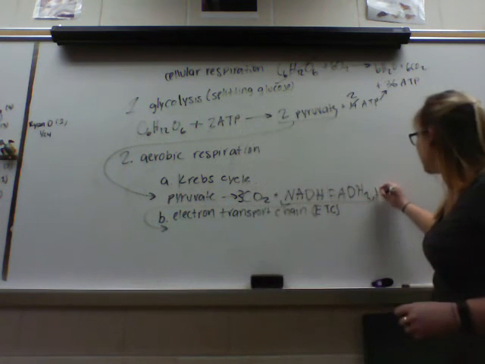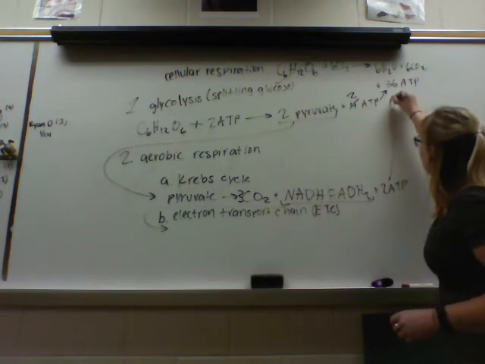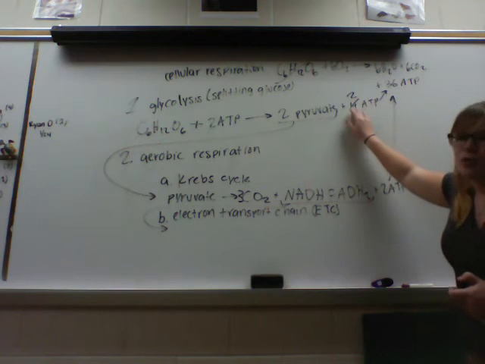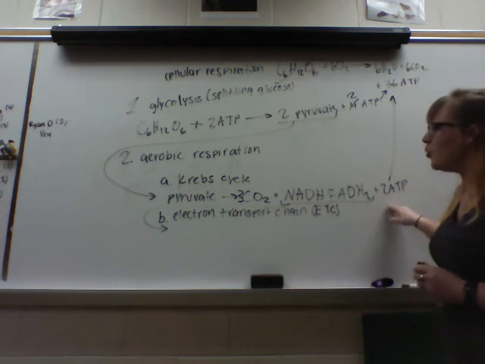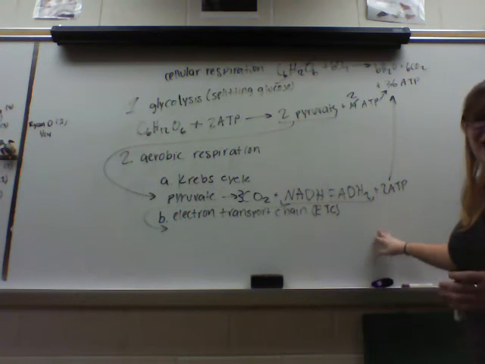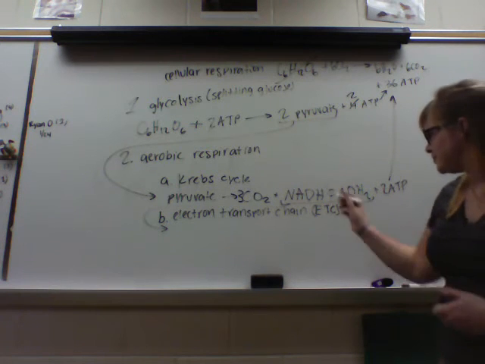But I also produce a little bit more ATP. These 2 ATP go here and add on to the total of ATP that we are making. I need 36 total. I've made 2 in glycolysis and I've made 2 in the Krebs cycle. That means I've made 4 total ATP, which means I have 32 left to make in the electron transport chain.